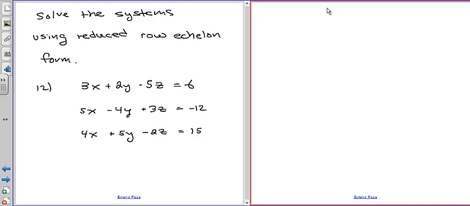Okay, so now we're going to get into the more difficult ones, but it's the same procedure, it just takes a longer time. So now we have 3 equations and 3 unknowns.